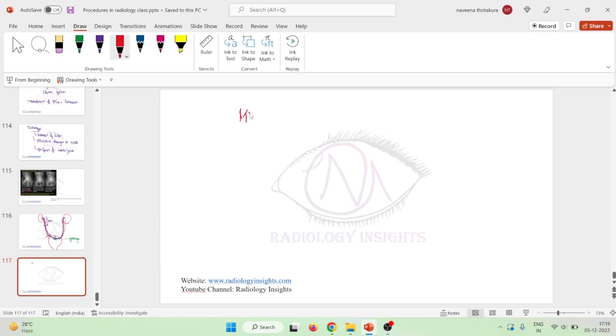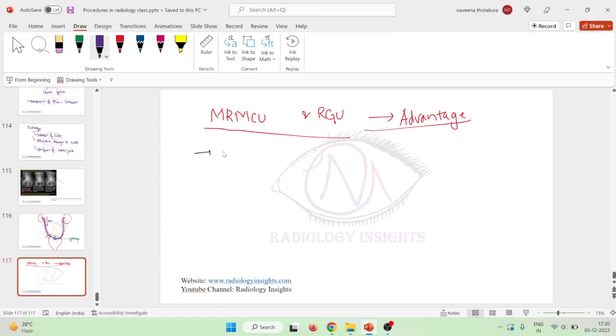Comparison of MRMCUG and RGU, that is, magnetic resonance micturating cysto-urethrography, with retrograde urethrography and newer modalities. If you see that comparison, first, MR micturating cysto-urethrography and retrograde urethrography, what are the advantages? Advantages are, first, these are most valuable for detecting congenital anomalies.